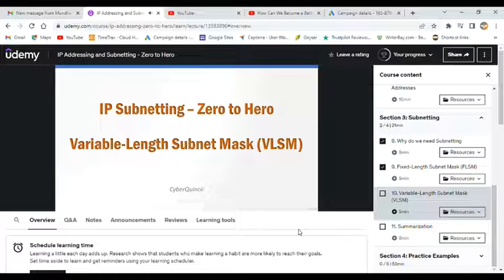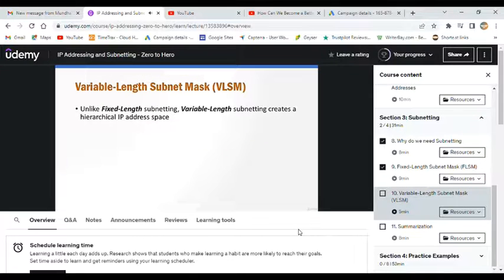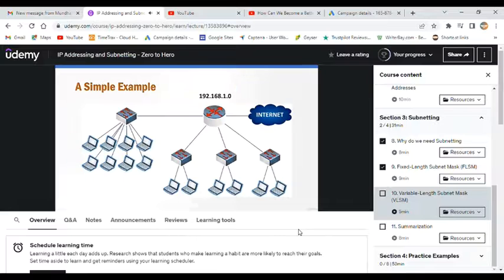Time to talk about VLSM. VLSM stands for Variable Length Subnet Mask, and the goal of this type of subnetting is to save as many IP addresses as possible. Let's look at the definition. Unlike fixed-length subnetting, variable-length subnetting creates a hierarchical IP address space, making it possible to create subnets without wasting a large number of addresses.